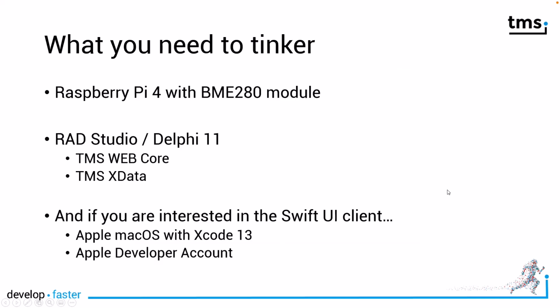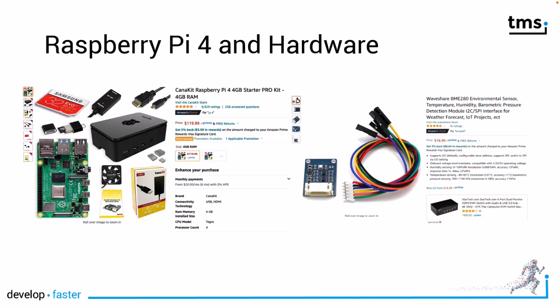If you want to reproduce this example, all you need is a Raspberry Pi with a BME 280 module, RAD Studio or Delphi 11 with a trial or full version of TMS WEB Core and TMS XData. And if you're interested in the SwiftUI client, Apple macOS with Xcode 13 and an active Apple developer account. The budget you need to calculate for the Raspberry Pi and hardware is roughly $150.